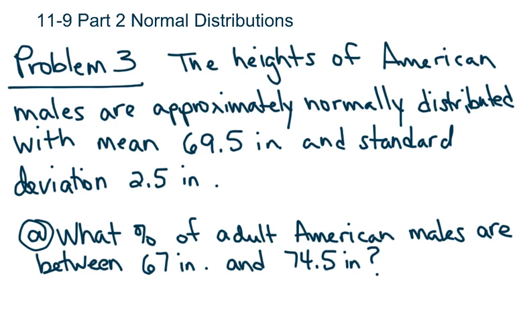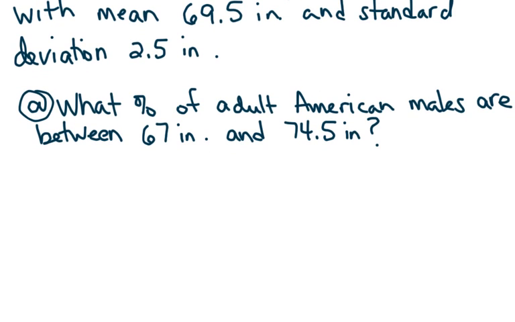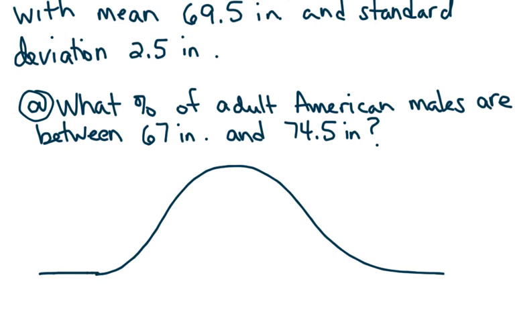The first thing that I'm going to do is draw myself a normal distribution curve. It's going to look something like that. That's probably a good enough picture. Remember, it told me the mean is 69.5, so this middle part here is 69.5. The standard deviation is 2.5 from the mean, and I'm going to label that mean.